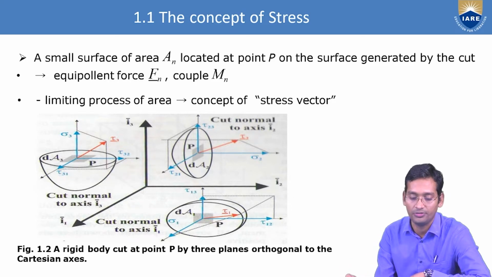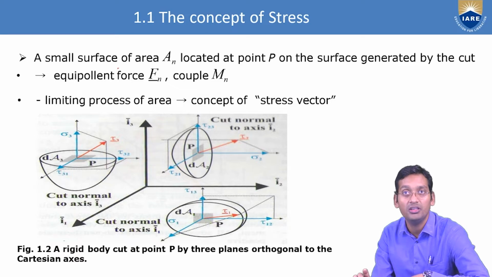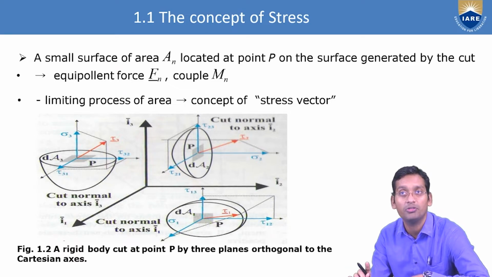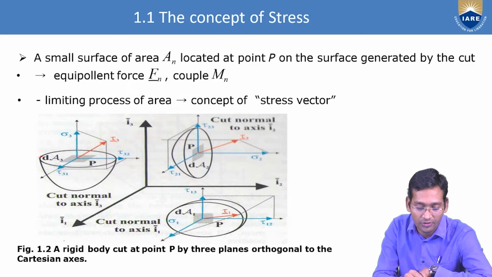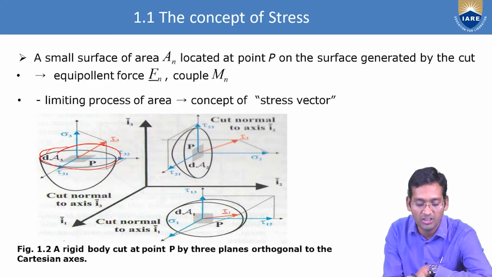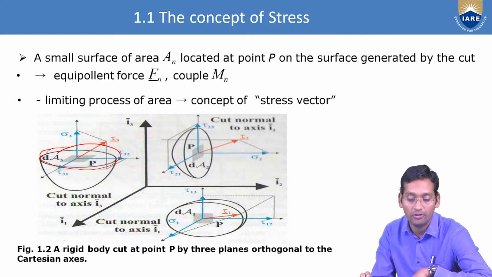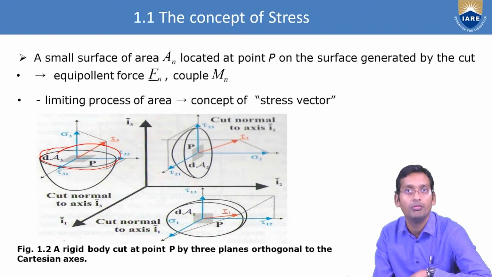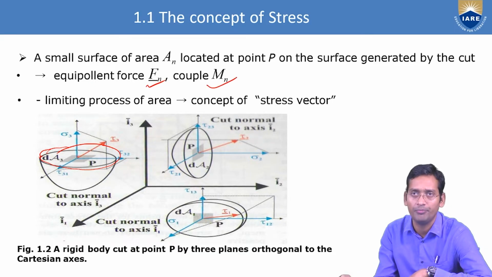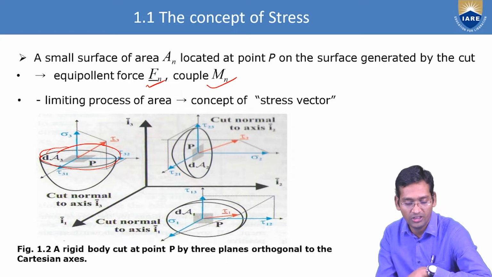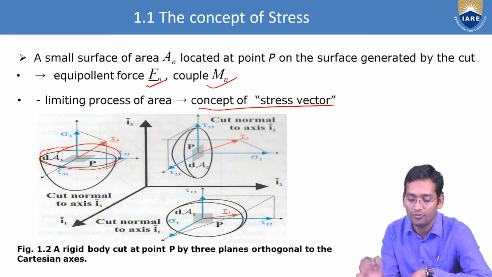Now come to the next. So now again the same, small surface area dAn located at point P. At that particular point we are considering, because I already said the point load on the surface generated by the cut. So this is our surface. In that surface we are taking a point P anywhere over that one. Now we have to find how much force or couple will be there. Similarly again equivalent force Fn and couple Mn. The limiting process, area will be what? Again delta A tends to 0. That will give the concept of the stress vector.